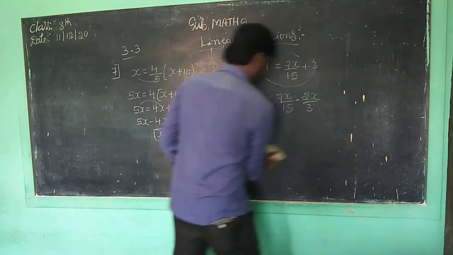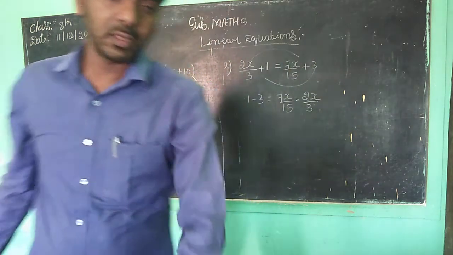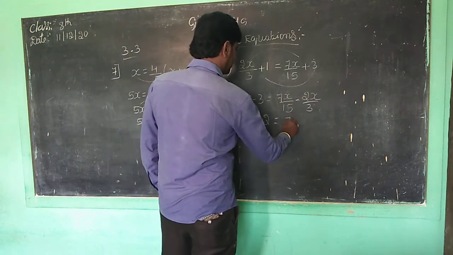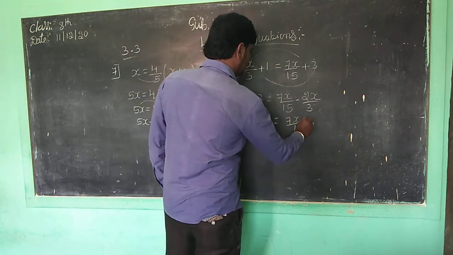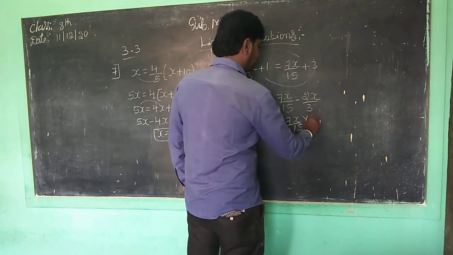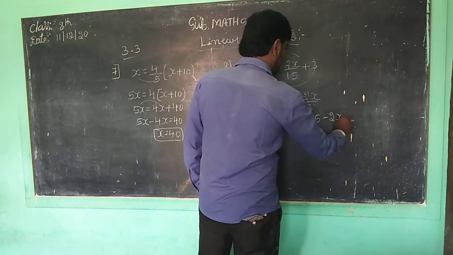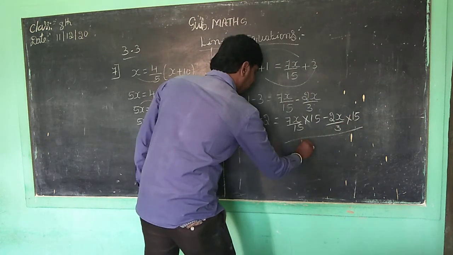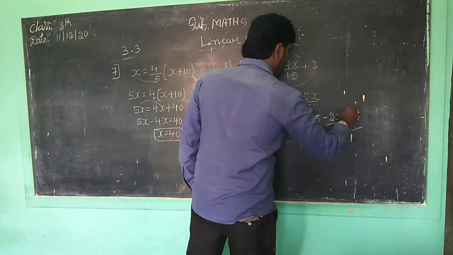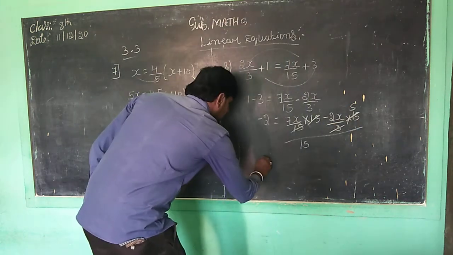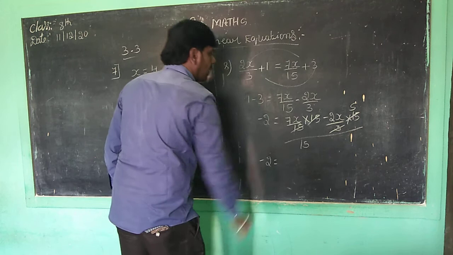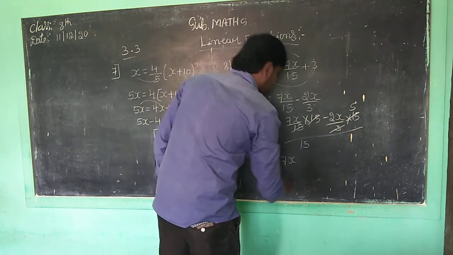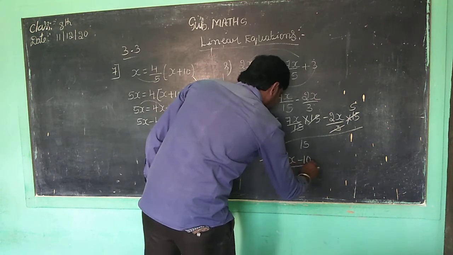So I think 2x we wrote, that is 3x. So 1 minus 3 is equal to minus 2. 7x by 15 into 15 minus 2x by 3 into 15. 15 cancel. 3 5s cancel. So children, minus 2 is equal to 7x minus 5 2s are 10x divided by 15.